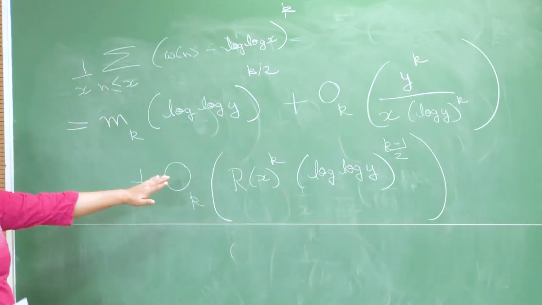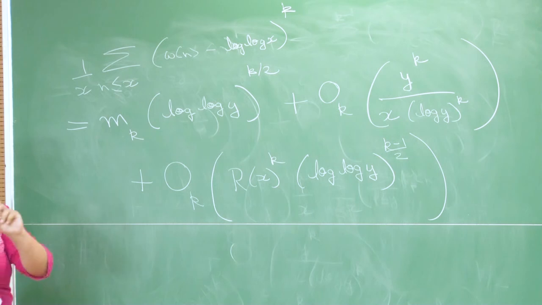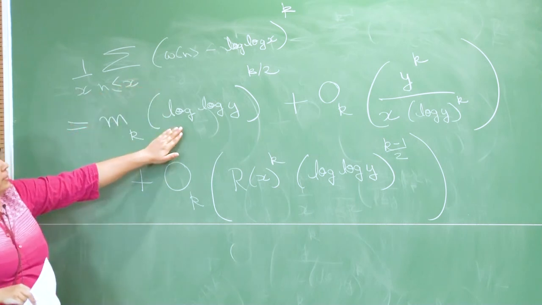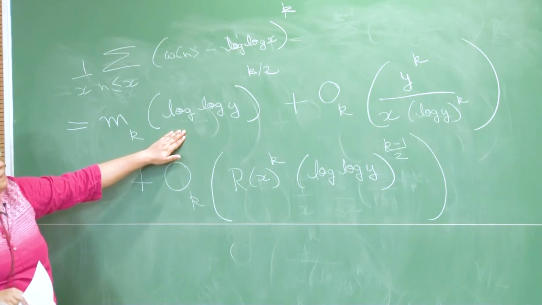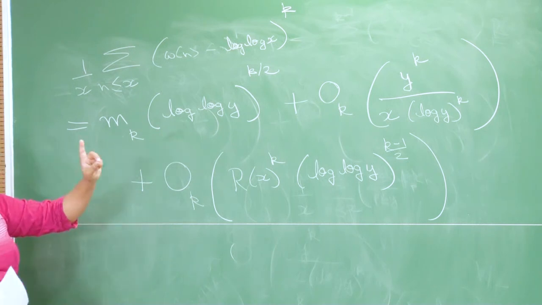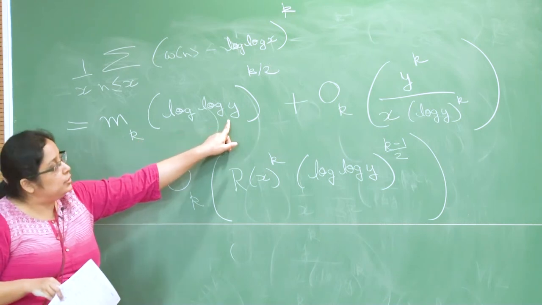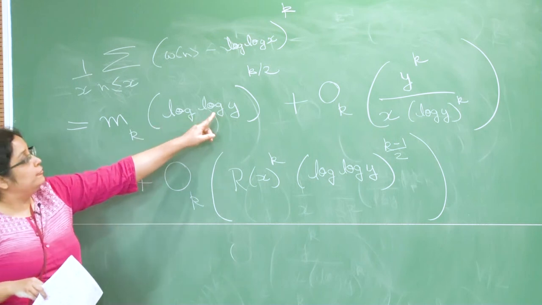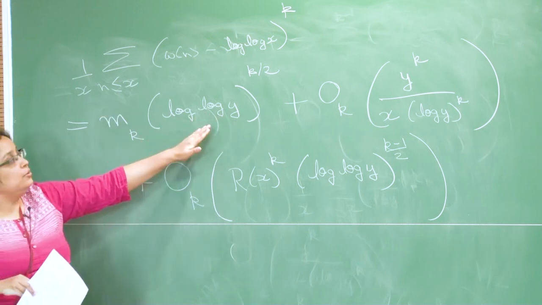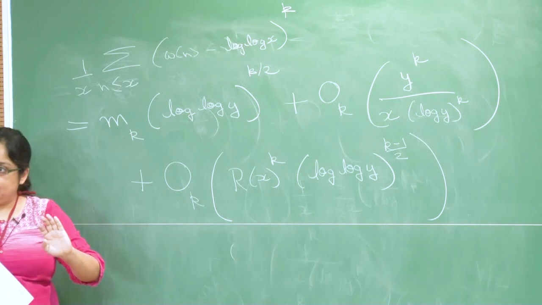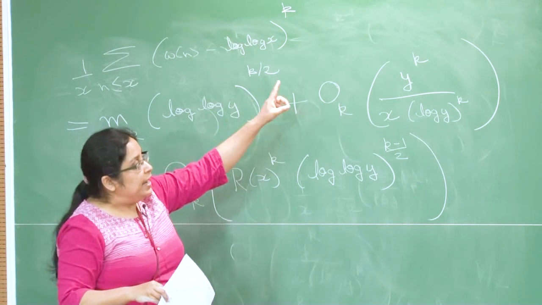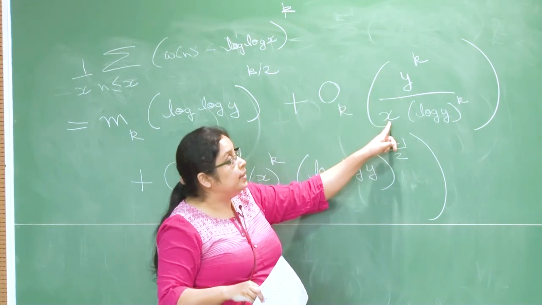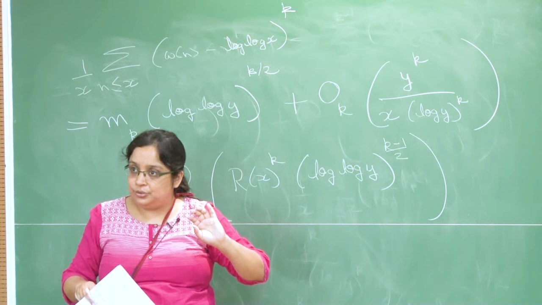Okay, this is as far as we have come. And in order to make sure that as x goes to infinity, this sum converges to this term here, what we need to first do is make a suitable choice of y, so that log log y would be asymptotic to log log x. Then our y should also ensure that pi of y raised to the k over x will be going to 0 as x goes to infinity.